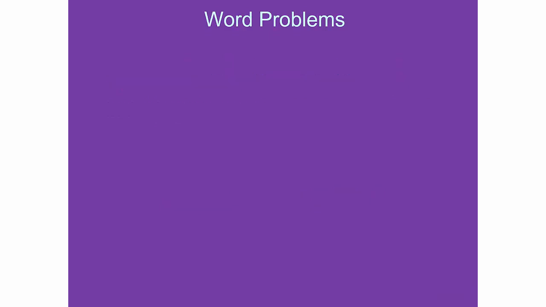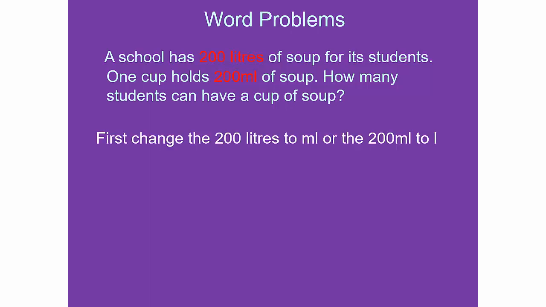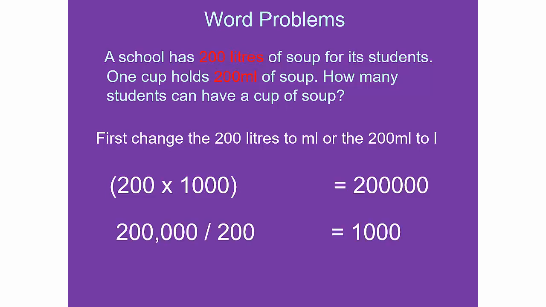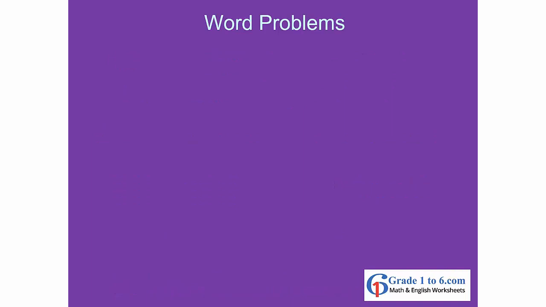Let's have a look. The school has 200 liters of soup. 1 cup holds 200 ml. How many students can have a cup of soup? This is going to take a few steps. Don't be scared. They're just numbers, believe me. First we convert 200 liters to ml, which is times 1,000. That'll give you 200,000. Then you divide that by 200 to give you 1,000. Therefore, 1,000 students can have a cup of soup.